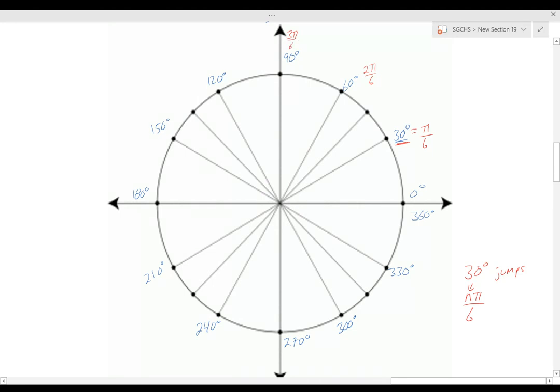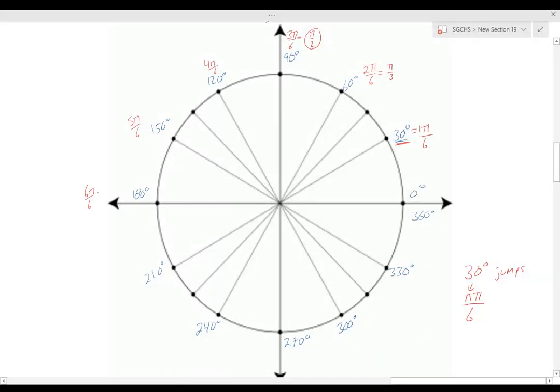Something to recognize is we can simplify these, and oftentimes problems will simplify these. So 3 pi over 6 we can simplify into pi over 2. That's usually how our 90-degree angle is represented. 60 degrees here, so 2 pi over 6 in radians can be represented as pi over 3. Hopefully we can see: we have 1 pi over 6, 2 pi over 6, 3 pi over 6, then we're at 4 pi over 6 over here, 5 pi over 6, 6 pi over 6.